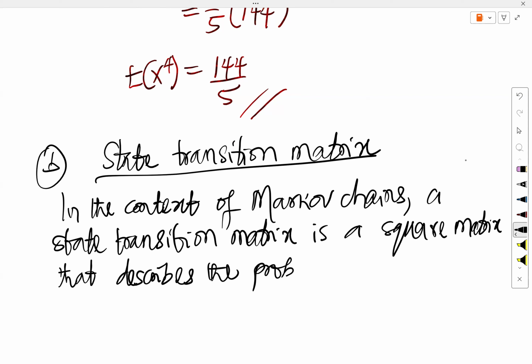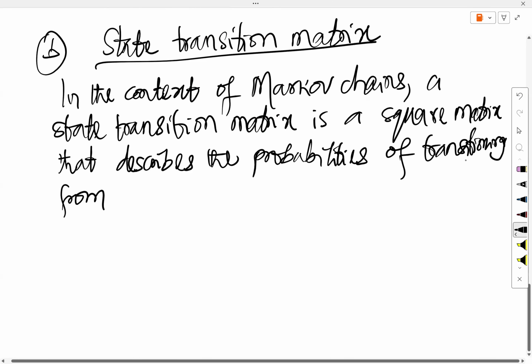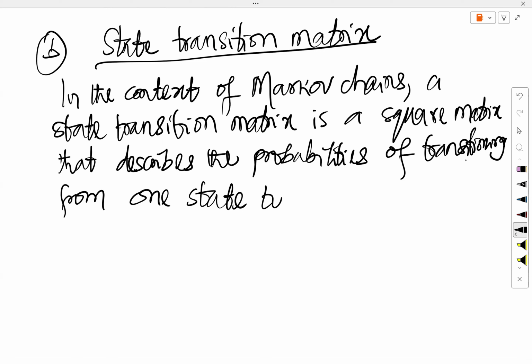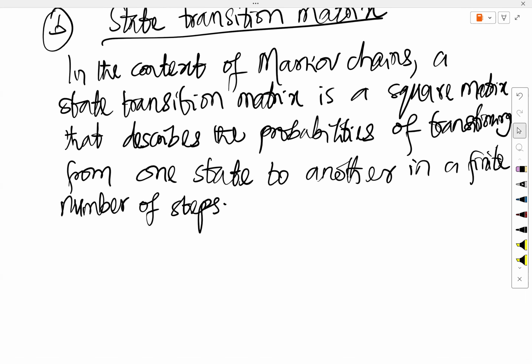probabilities of transitioning from one state to another in a finite number of steps. That means that you have a given number of steps. It doesn't go on indefinitely. So in a finite number of steps. So that's what a state transition matrix is.